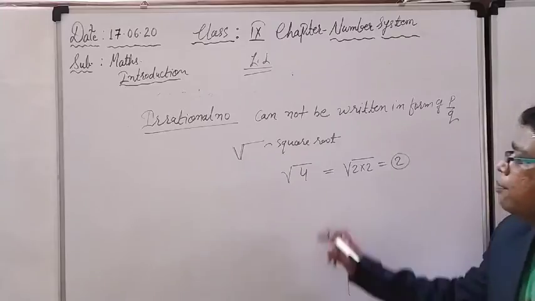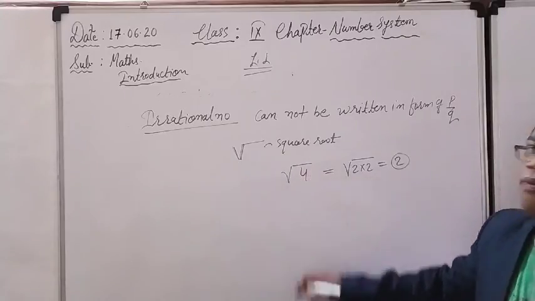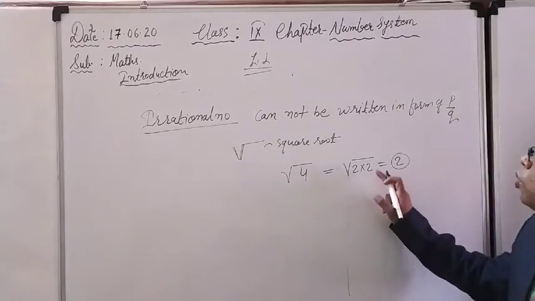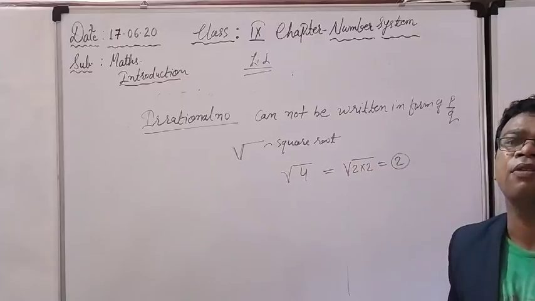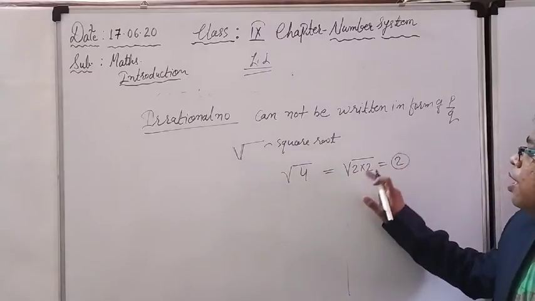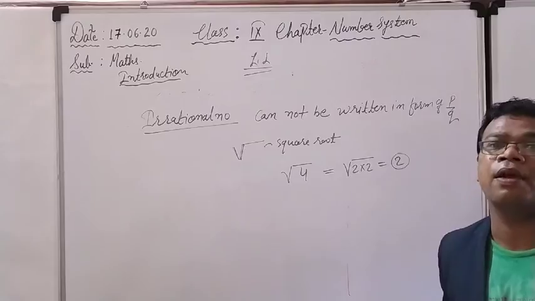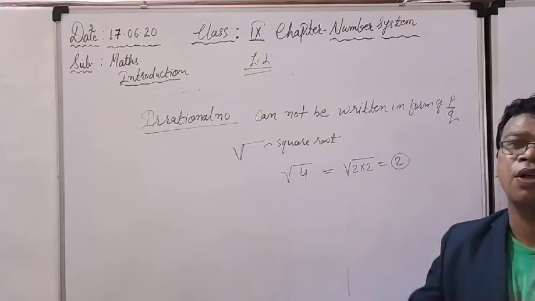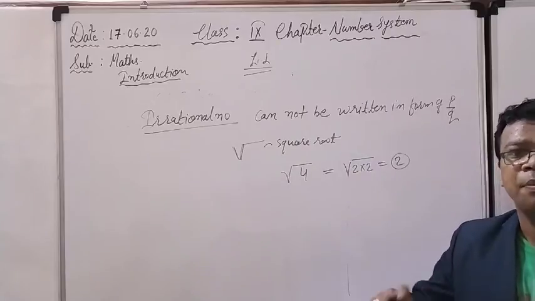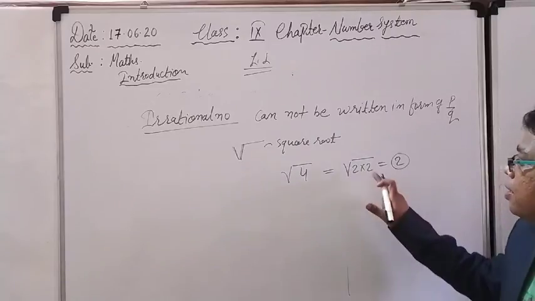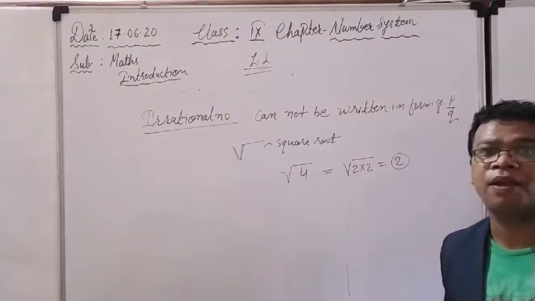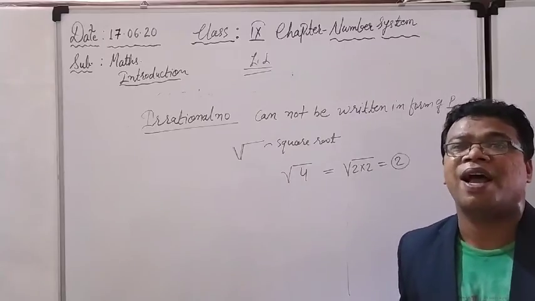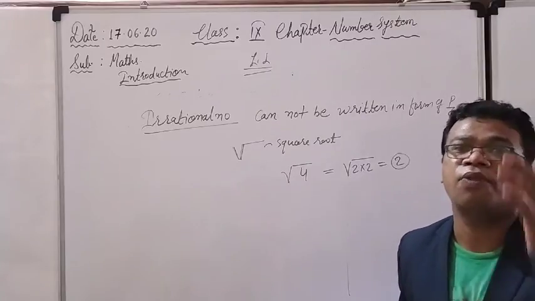Why? Because when we are writing the square root of 4, by the prime factorization of 4 we are getting 2 into 2, and we have learned that under the square root, if any of the digits are completing their pair, they may come out from the square root. For every pair of the digits under the square root, I will consider one digit outside of the square root.